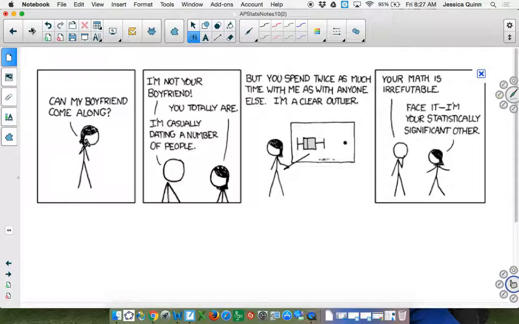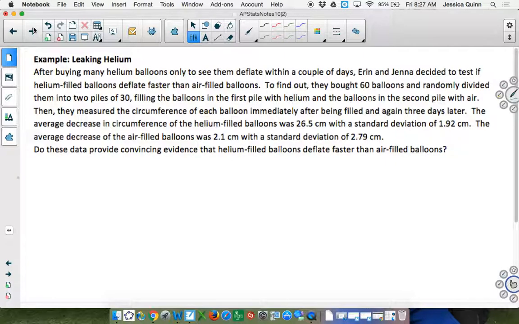Do you like this little cartoon? Oh my god, it's so funny. Highlight this. So cute. I'm casually doing one of those. Anyways, all right.